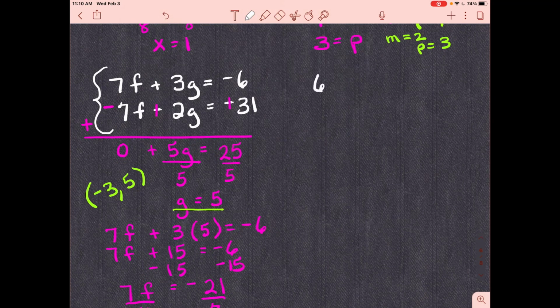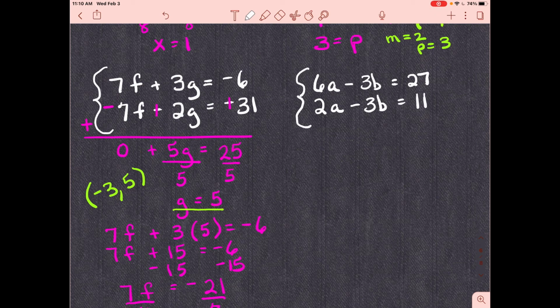6A minus 3B equals 27, and 2A minus 3B equals 11. Stop the video, pause the video, work the problem yourself, see how you do. Hopefully it's making a little more sense every time you try one.